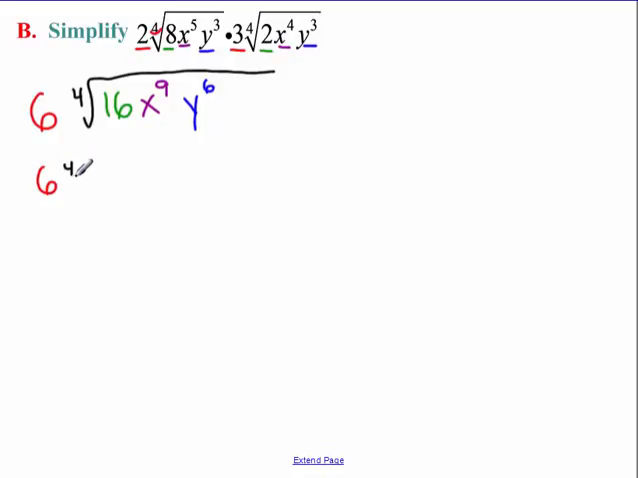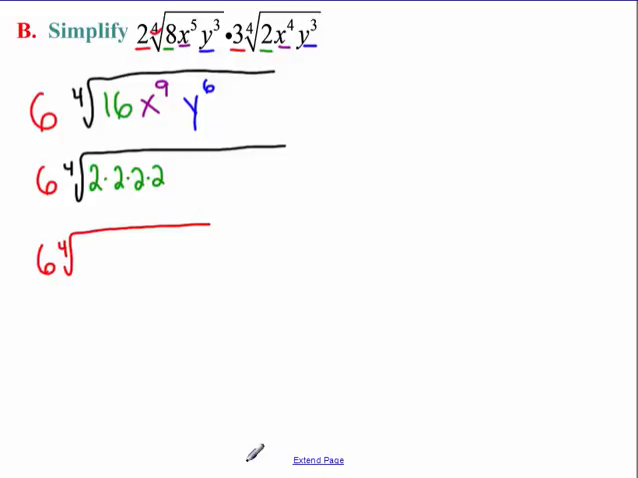Or sometimes I like to break it down into powers of 4. 16 can be broken down into 2 times 2 times 2 times 2. Or we can look at that as 2 to the 4th power, because the 4 and the 4 are going to need to cancel. Now the x to the 9th. Break this down into powers of 4. So x to the 4th times x to the 4th times another x, because when I add those exponents, 4 plus 4 plus 1 has to equal 9.